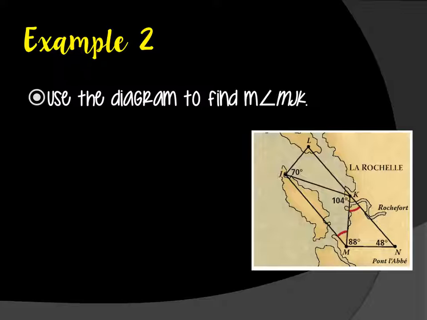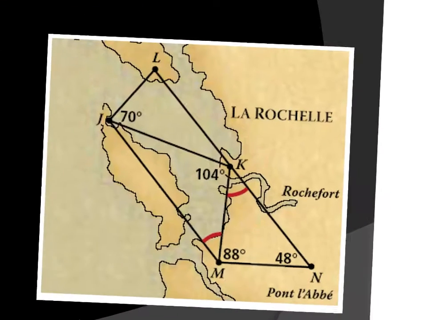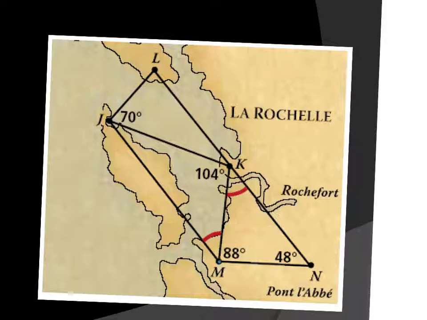Okay, example 2 says use the diagram to find the measure of angle MJK. MJK is this angle here. There's 3 triangles going on there, right? This is one of them. From that triangle, I know one of the 3 angles, but I need some additional information. What could I do? Braylon.